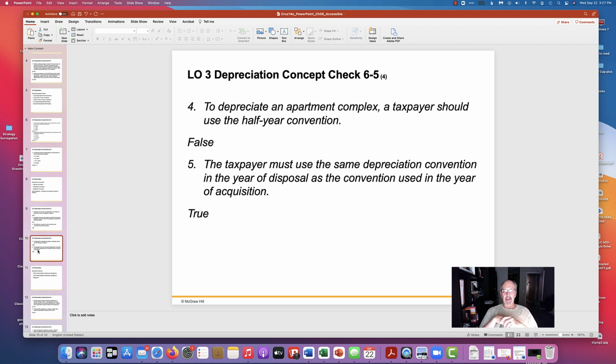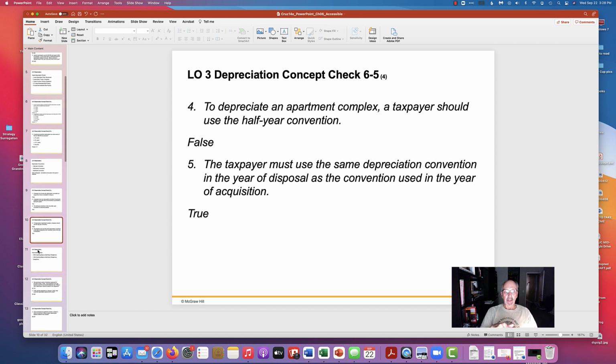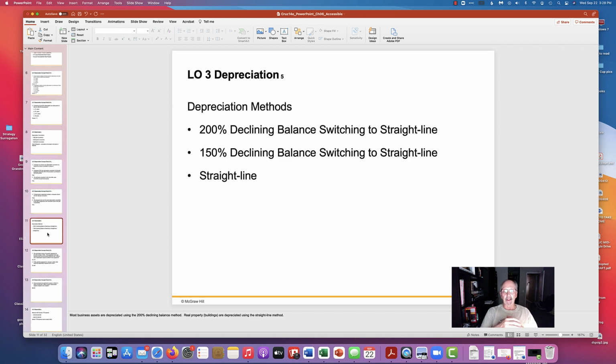To depreciate an apartment complex, a taxpayer should use the half-year convention. False. And finally, the taxpayer must use the same depreciation convention in the year of disposal as the convention used in the year of acquisition, and that is true.